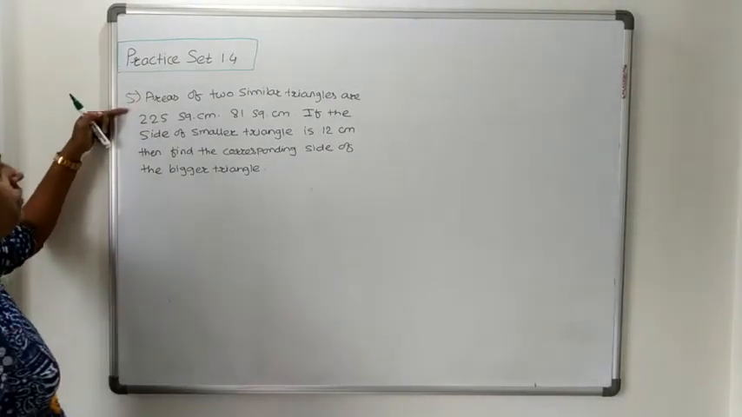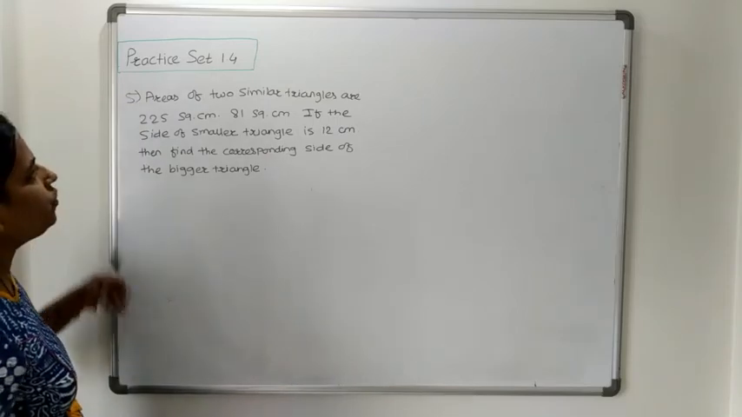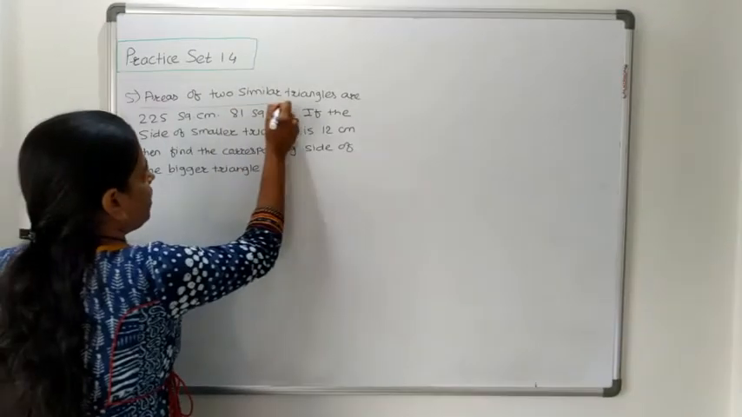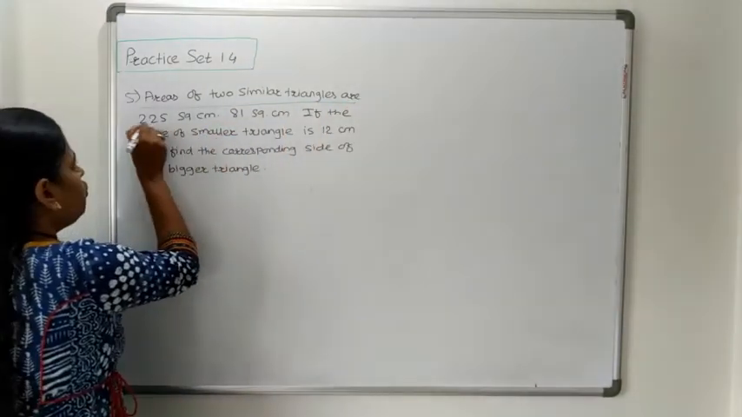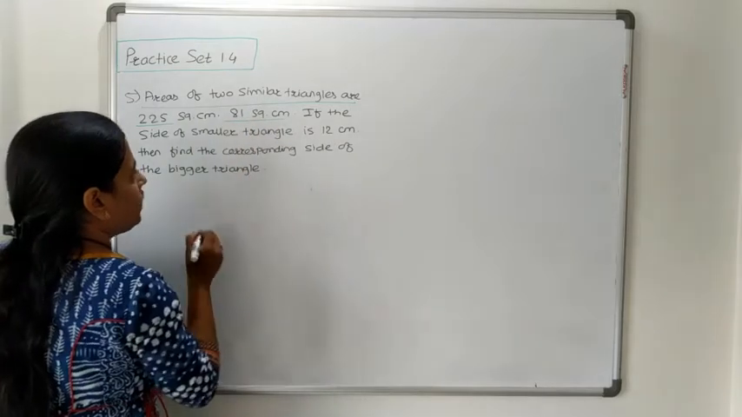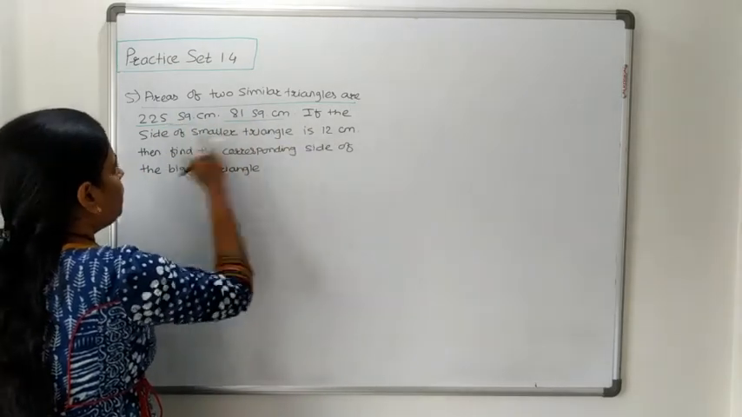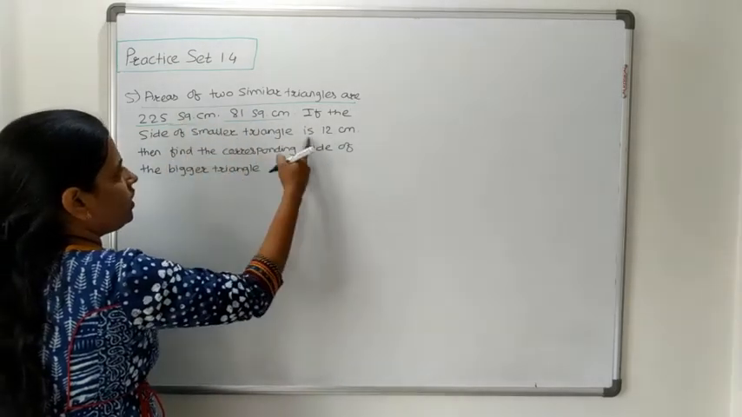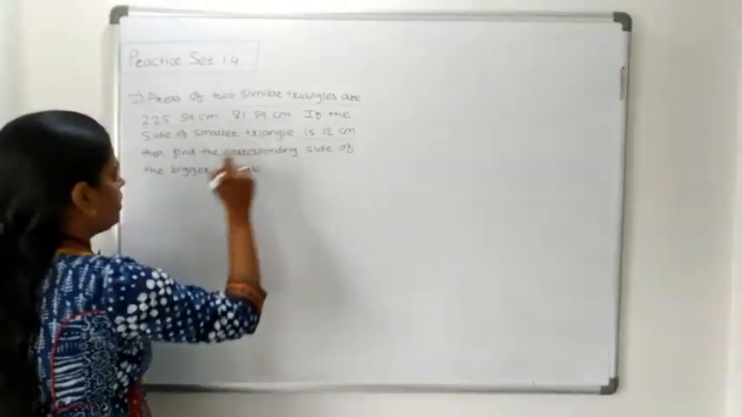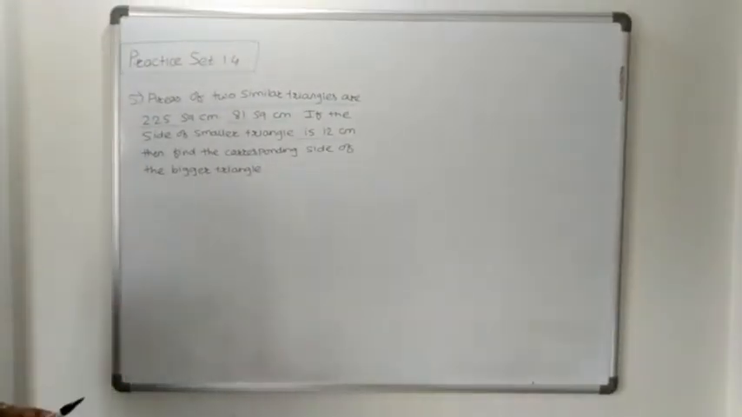Next question, question number 5. Areas of two similar triangles are given here: 225 square centimeter and 81 square centimeter. If a side of the smaller triangle is 12 centimeter, then we have to find out the corresponding side of the bigger triangle.